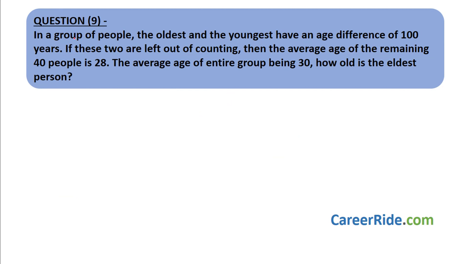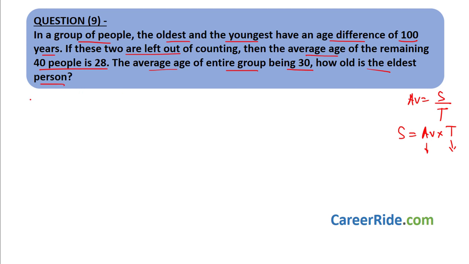Question number 9. In a group of people, the oldest and the youngest have an age difference of 100 years. If these two are left out of counting, then the average age of the remaining 40 people is 28. The average age of entire group being 30, how old is the eldest person? Now here, we know average is sum upon total, and total sum is nothing but average into total, right? So, sum of ages of all the people is nothing but average age of the group multiplied by total number of people in the group.